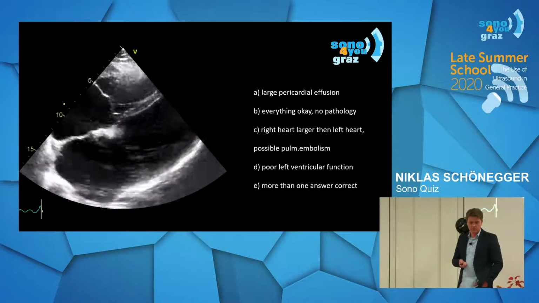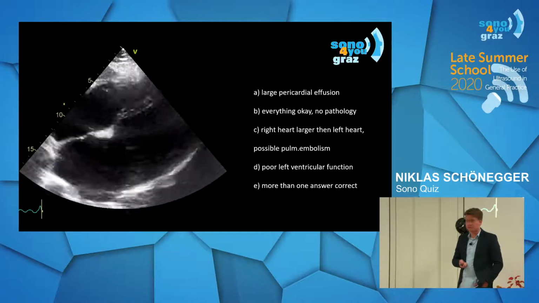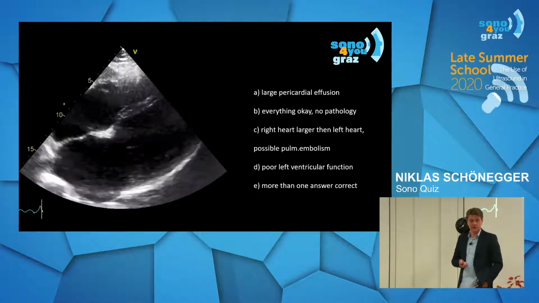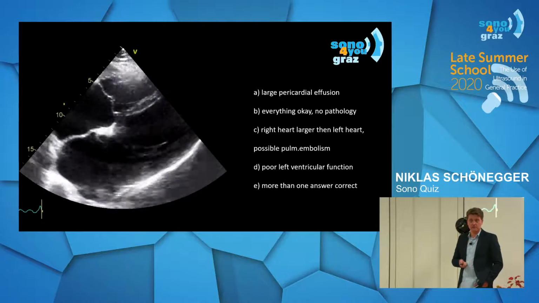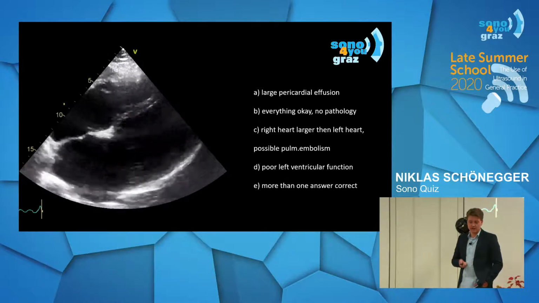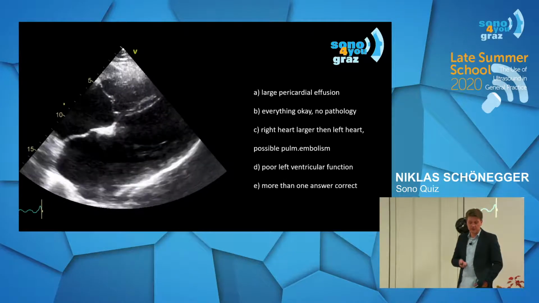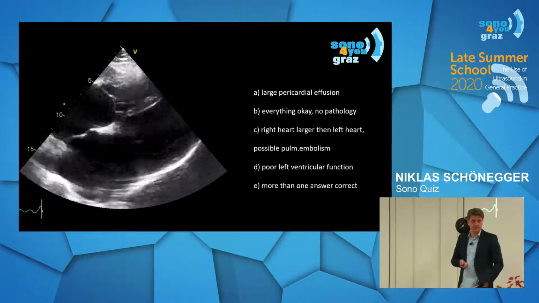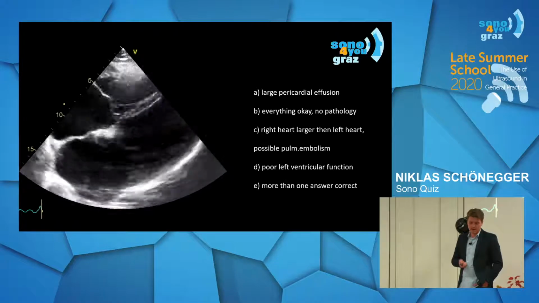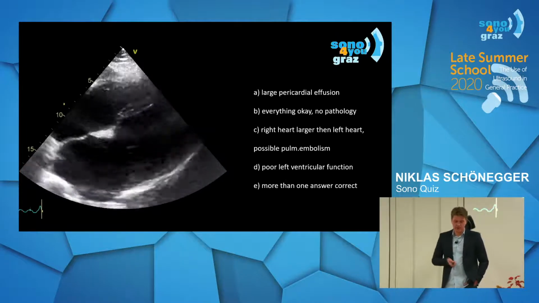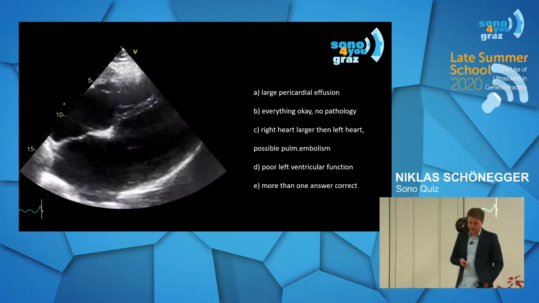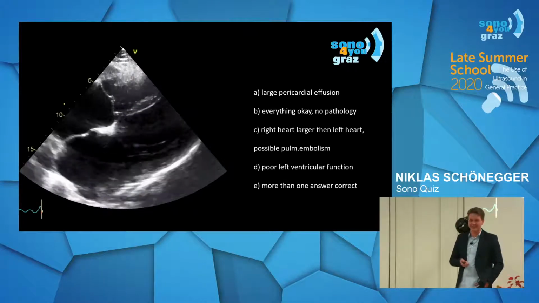So who thinks there is a large pericardial effusion? Who thinks everything is okay? Who thinks that the right heart is larger than the left heart and this patient might have pulmonary embolism? Okay, and who thinks the patient had a poor left ventricular function? Okay, perfect. And who thinks more than one answer is correct?